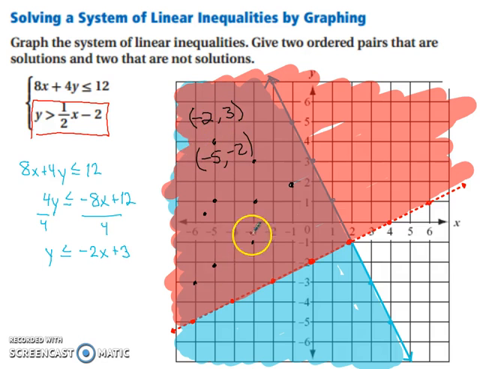Both of these are solutions. They fall in this double shaded region. If we want to give two ordered pairs that are not solutions, well, we can pick (4, -3). Or maybe we can pick (1, 6). Basically, anything not in the double shaded region is not a solution.